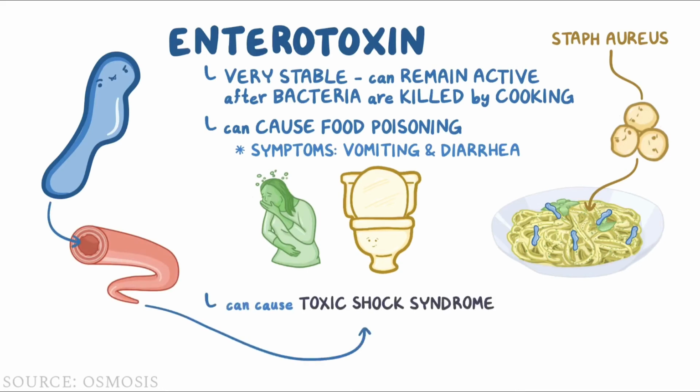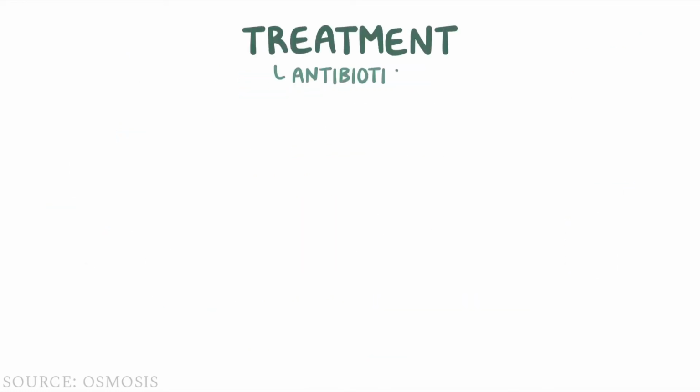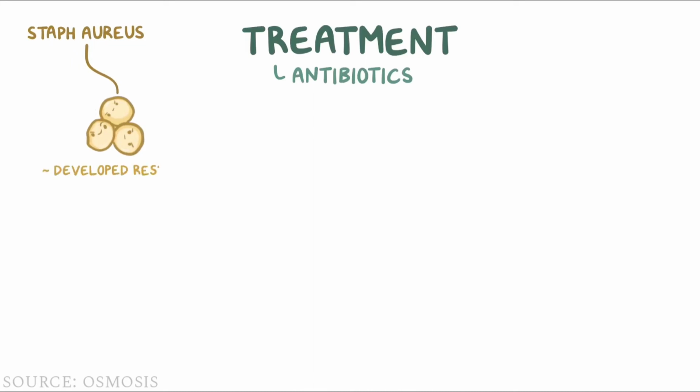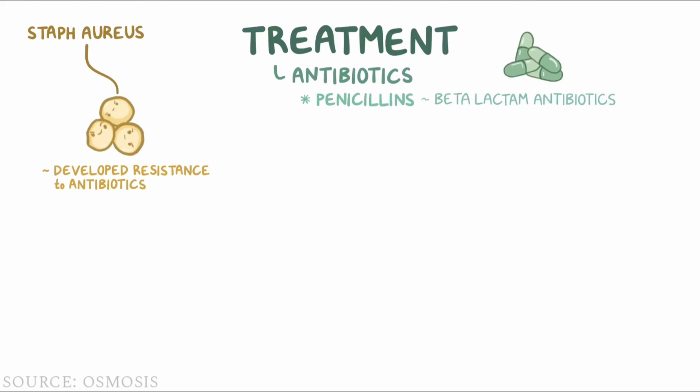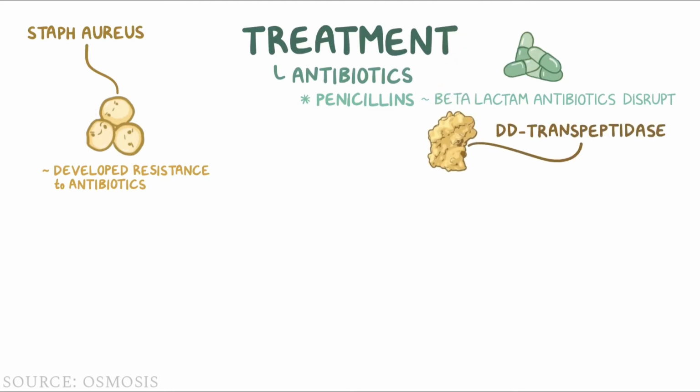The main treatment for infections is antibiotics, but Staph aureus adapts quickly and has developed resistance to a number of antibiotics. Penicillins, which are beta-lactam antibiotics, were tried early on. They work by disrupting the enzyme DD transpeptidase, which is a penicillin binding protein, or PBP.